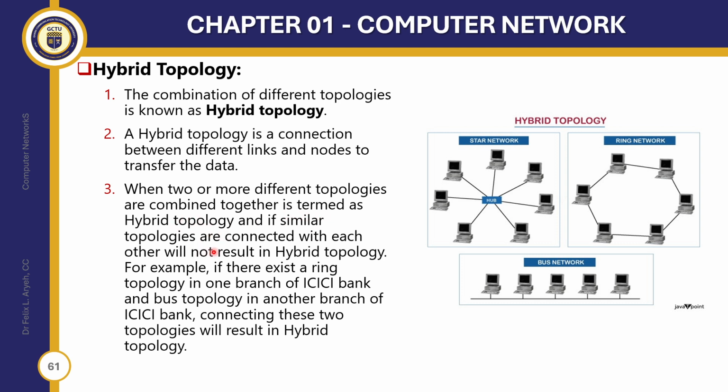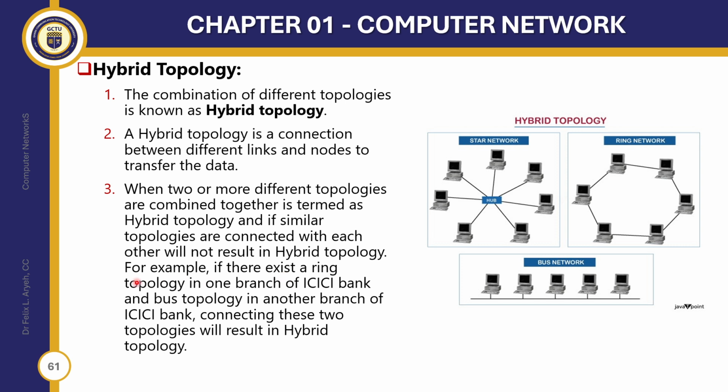And if similar topologies are connected with each other, we will not call it a hybrid topology. It has to be different topologies. The moment we have different topologies connecting to each other, it becomes a hybrid topology. So if we have two star topologies coming together, it doesn't form a hybrid topology. It has to be different network topologies.